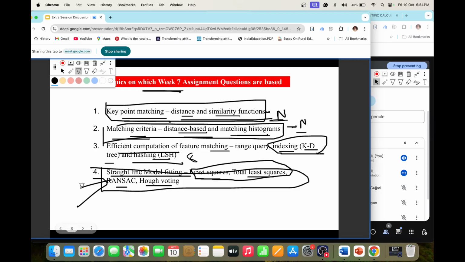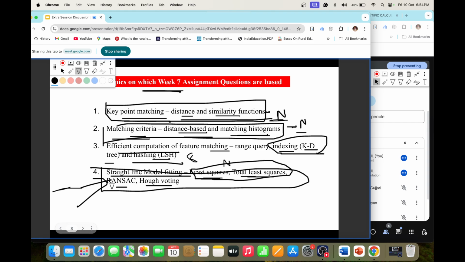This is the most important part of this week 7, that is straight line model fitting, that is least square and total least square. From this least square and total least square you can easily expect one problem. Okay, from these two you can easily expect one numerical problem. So please go through it, what is least square and what is total least square, and how to solve a question related to this.